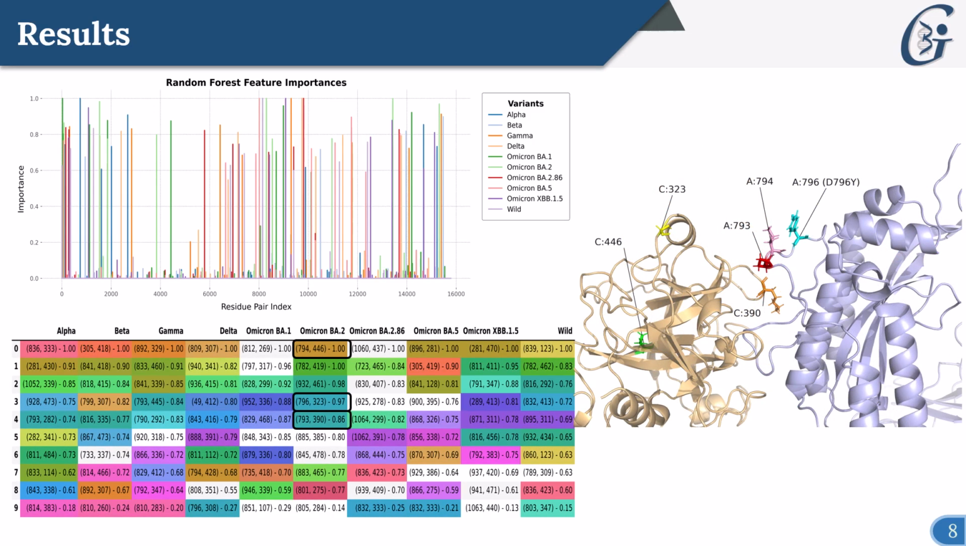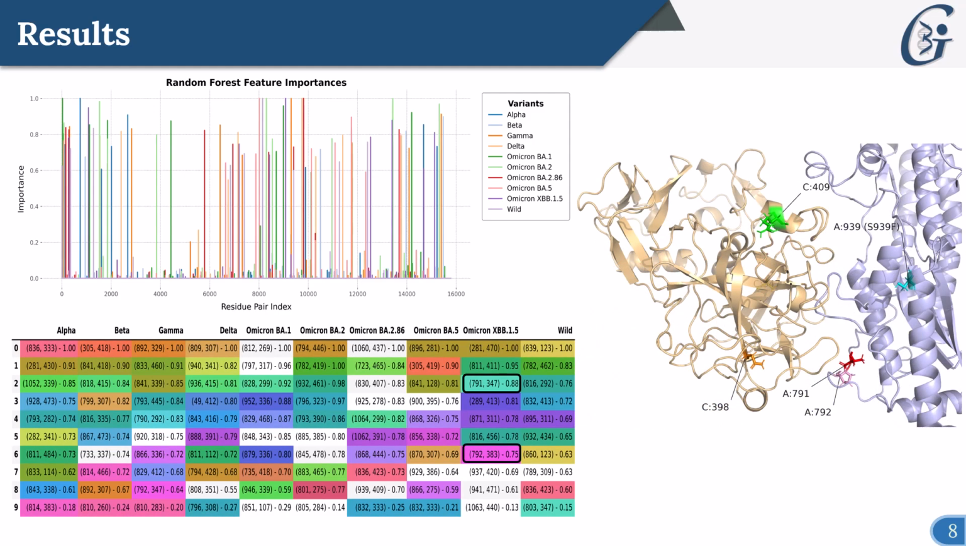In BA.2, the mutation D796Y appears again and may affect the pairs 796 and 323, 793 and 390, and 794 and 446. In the XBB.1.5 variant, the S939F mutation may contribute to interactions at 791 and 347, and 792 and 398.